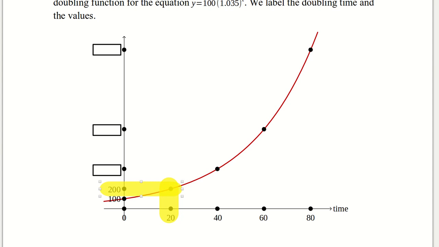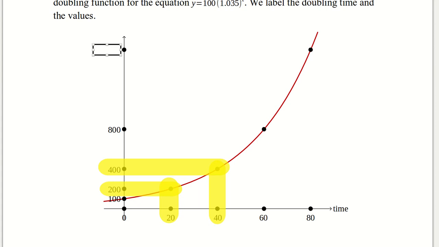But we can continue with this. It doubles again in another 20 years. So 20 years after that, 40 years from when we start, it's doubled again. And of course, when you double 200, you get 400. So after 40 years, we now have $400. And you see where this is going. After another 20 years, that is, after 60 years, we've doubled again to $800.